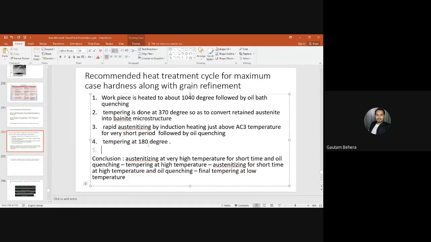So these are the 4 heat treatment cycles to be done on a steel to obtain high case hardness and finer grain size of the core. So our objective will be fulfilled. The conclusion is: austenitizing at very high temperature for a short time and oil quenching, then tempering at high temperature, then austenitizing for a short time at a lower high temperature and oil quenching. The first is very high temperature, and this is high temperature only. And finally tempering at low temperature. So this is the preferred heat treatment cycle for carburizing also.